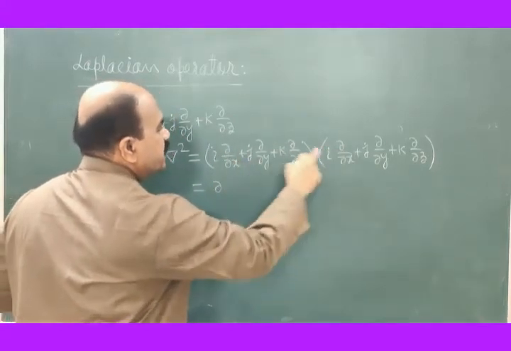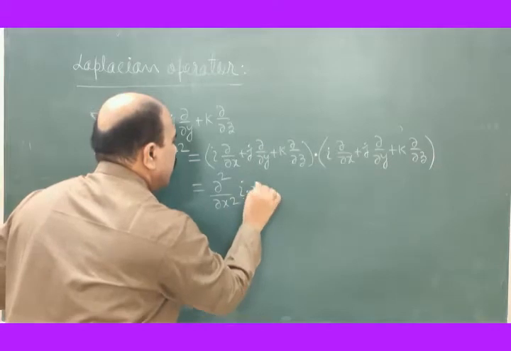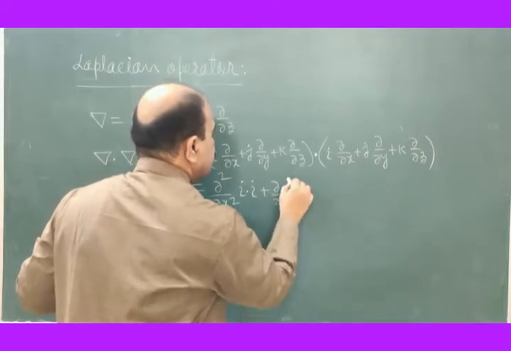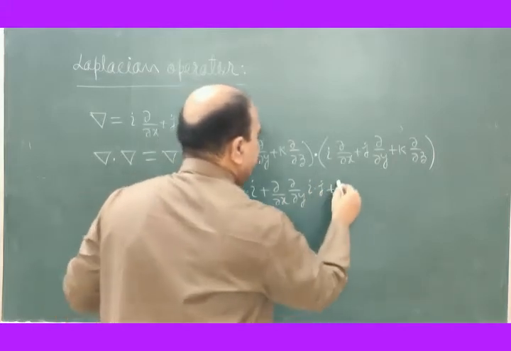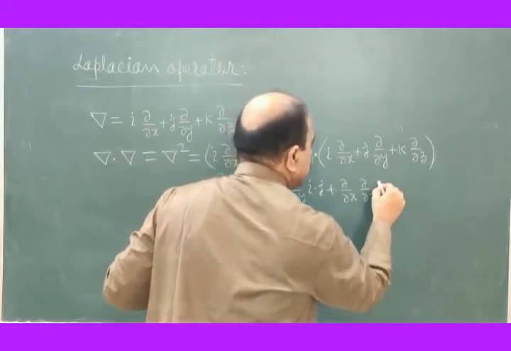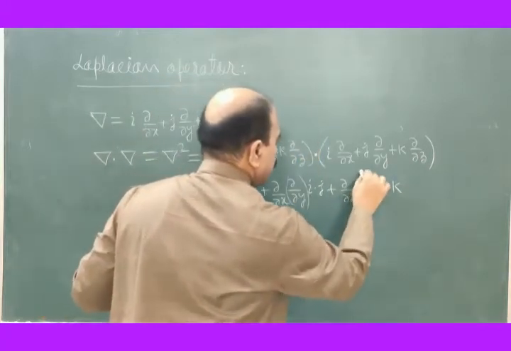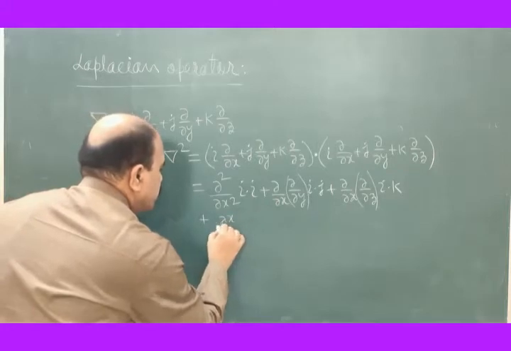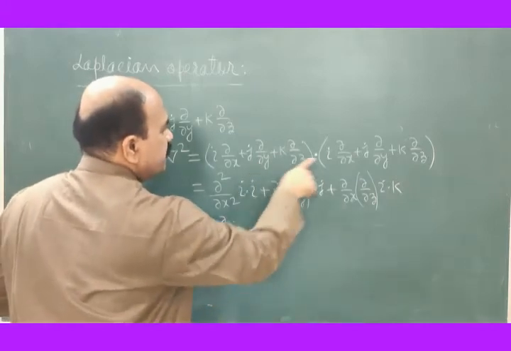dou 2 by dou x square i dot i plus dou by dou x dou by dou y i dot j, plus dou by dou x dou by dou z i dot k, plus the second term of this with these three terms.